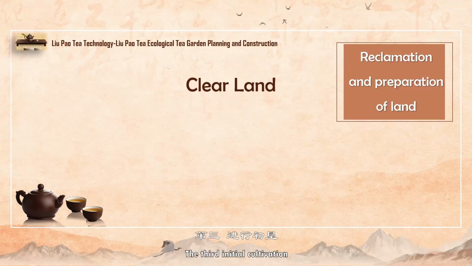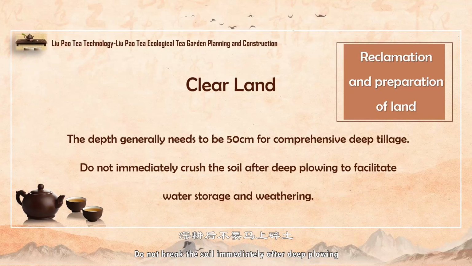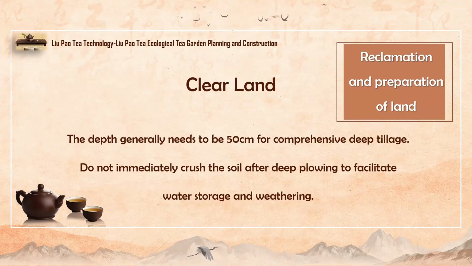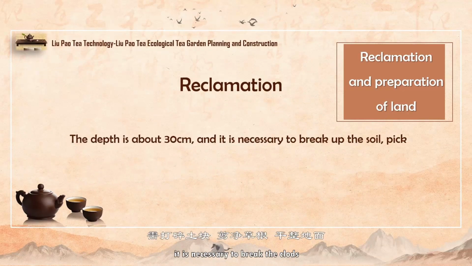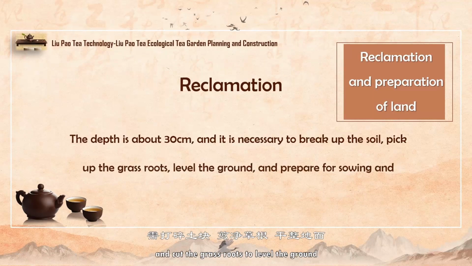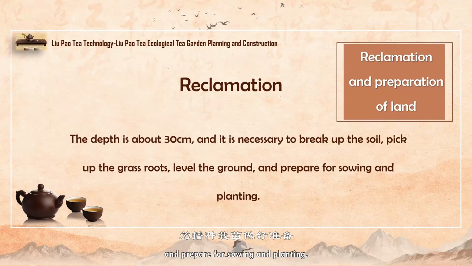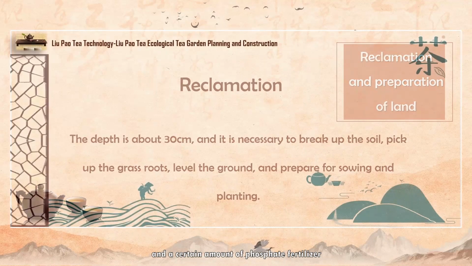Third, initial cultivation. The depth generally needs to be 50 centimeters. Do not break the soil immediately after plowing, to facilitate water storage and weathering. Fourth, reclamation. When the depth is about 30 centimeters, it is necessary to break the clods and cut the grass roots to level the ground and prepare for sowing and planting. After reclamation, dig ditches and apply enough base fertilizer and a certain amount of phosphate fertilizer.